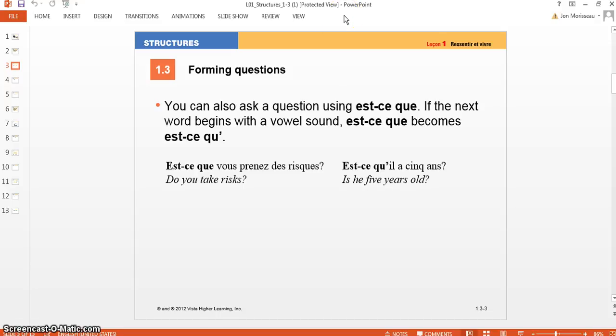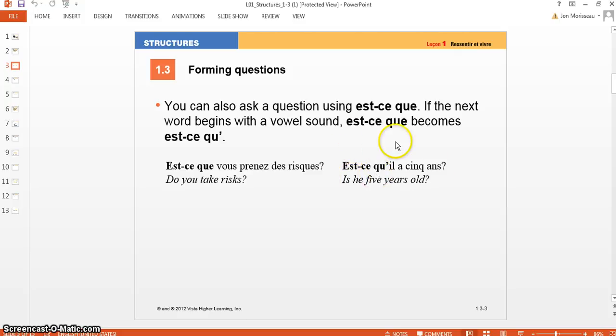So est-ce que in front of a statement makes it a yes-no question. So est-ce que vous prenez des risques? Do you take risks? So the do helping verb in English is replaced by est-ce que in French. Similarly, is he 5 years old? In French, est-ce qu'il a 5 ans? Does he have 5 years? Is the French phrasing. So again, that helping verb in this case is or does.